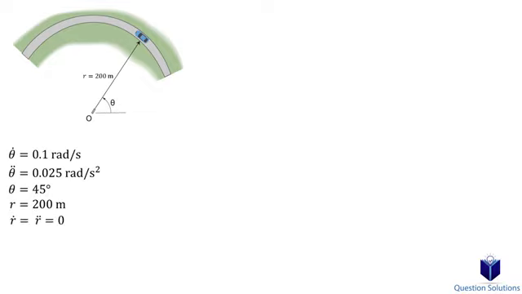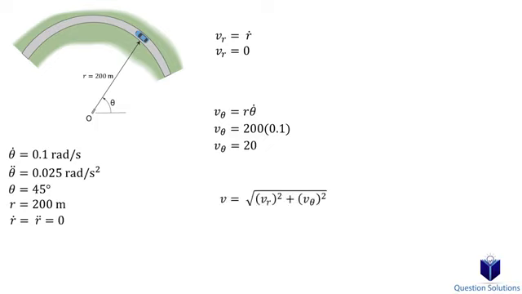Now we can focus on the magnitude of velocity. Let's find the radial component of velocity using this equation. We already established that since r is a constant, the first time derivative is 0, so our radial component of velocity is 0. Now we can find the transverse component using this equation. Let's plug in the values we know and solve. Next, we can find the magnitude of velocity using this equation. Once again, we can substitute the values we know and solve. This gives us the magnitude of velocity.